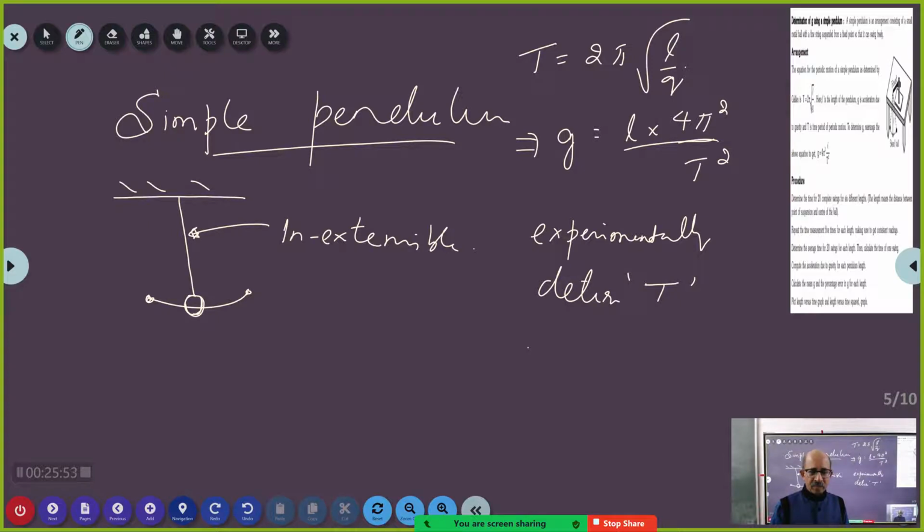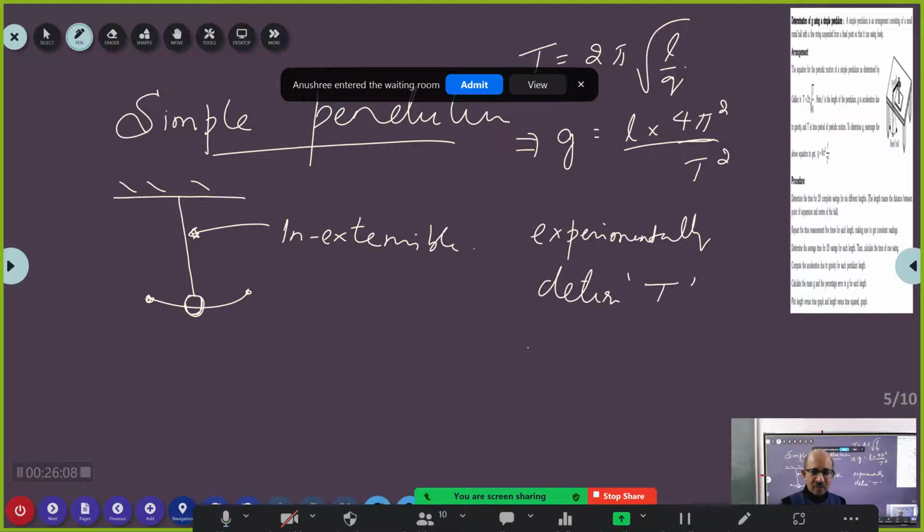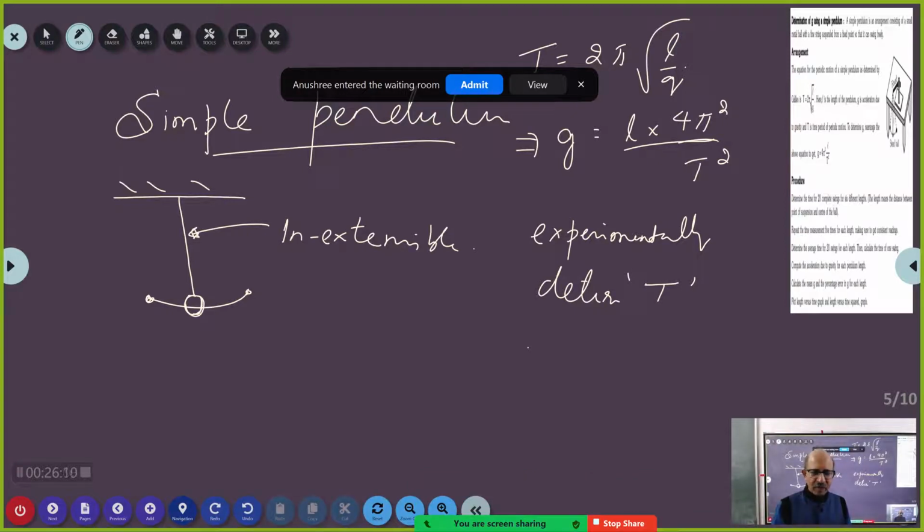So we first added that particular mass over there. Okay, you attach the mass to the string. So before that, did you do something? Anybody? The length of the string. Yes, you measured the length of the string. Okay, so you measured the length of the string.